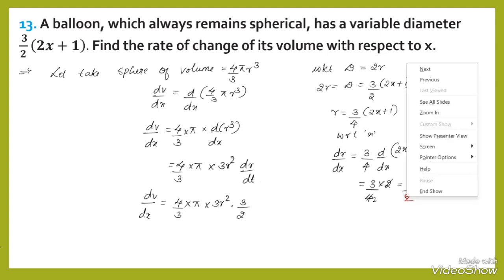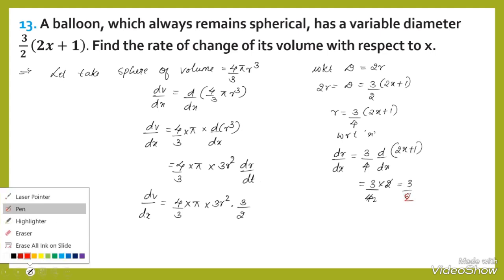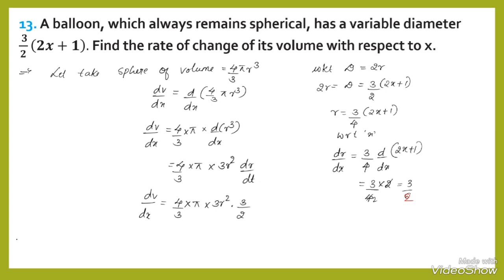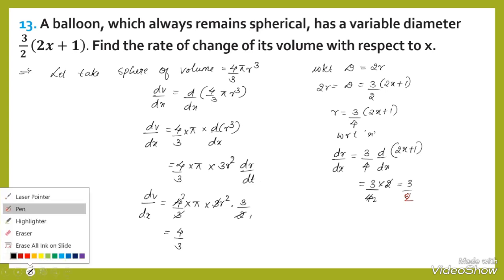Here, this is 3 by 2. Now, I can substitute here. That is dv by dx is equal to 4 by 3. This 3 gets cancelled. 2 ones are 2, 2 gets cancelled. 2 twos are.